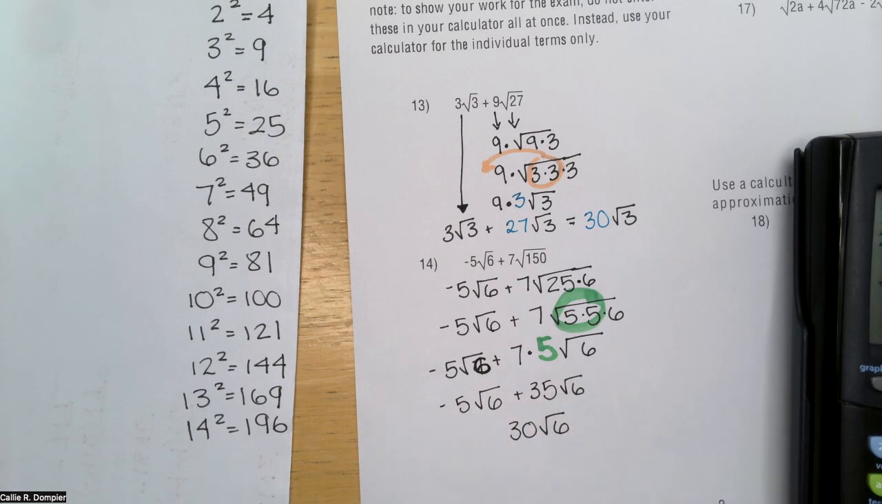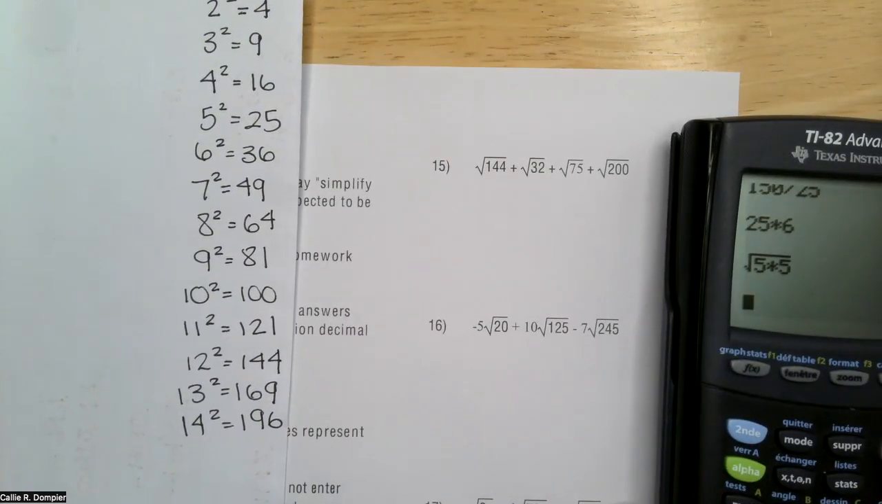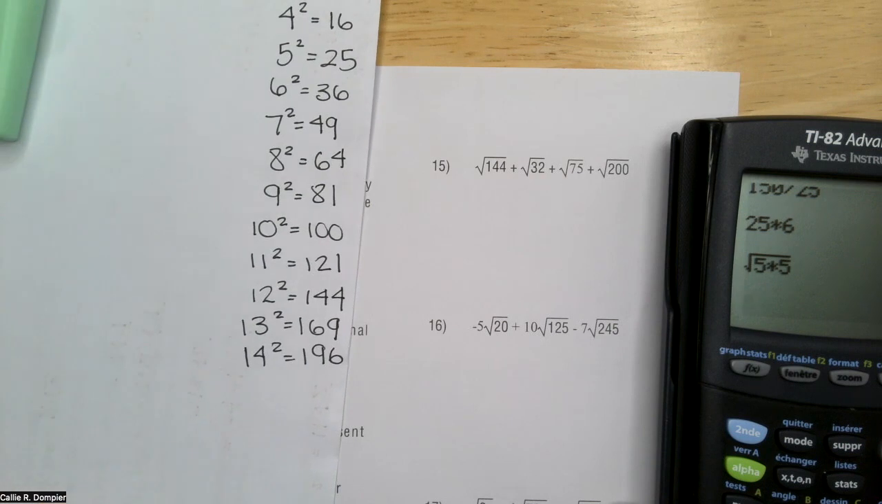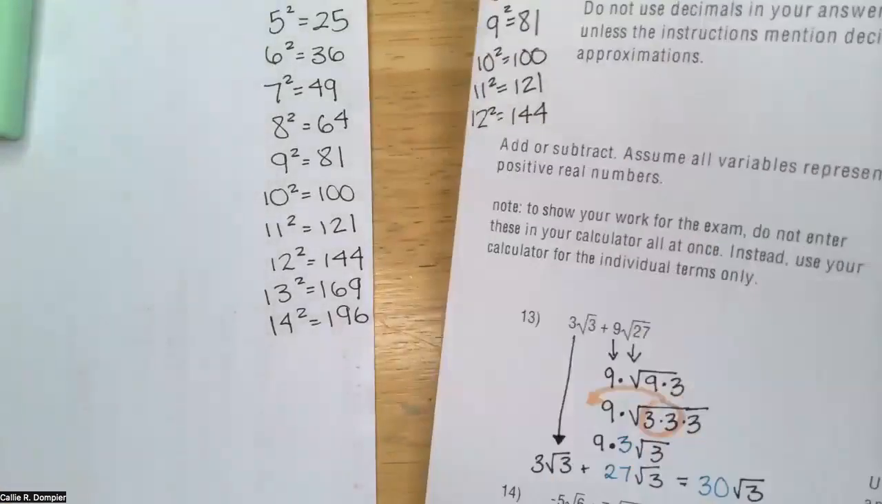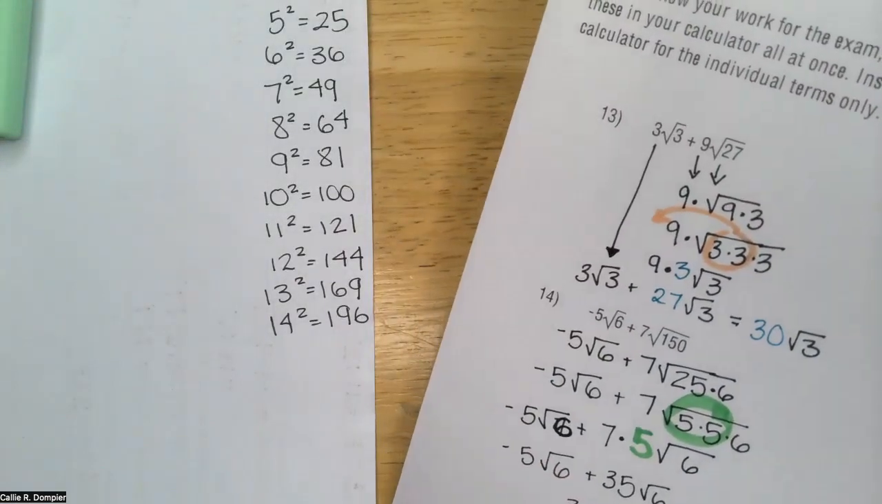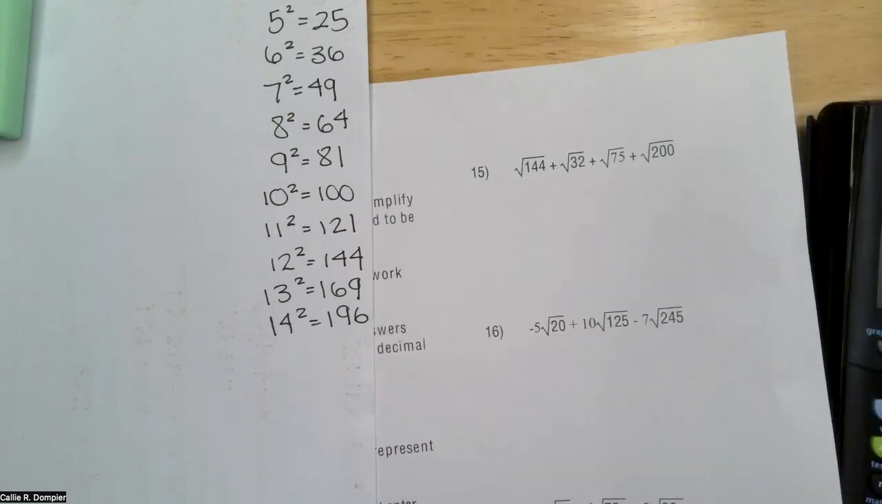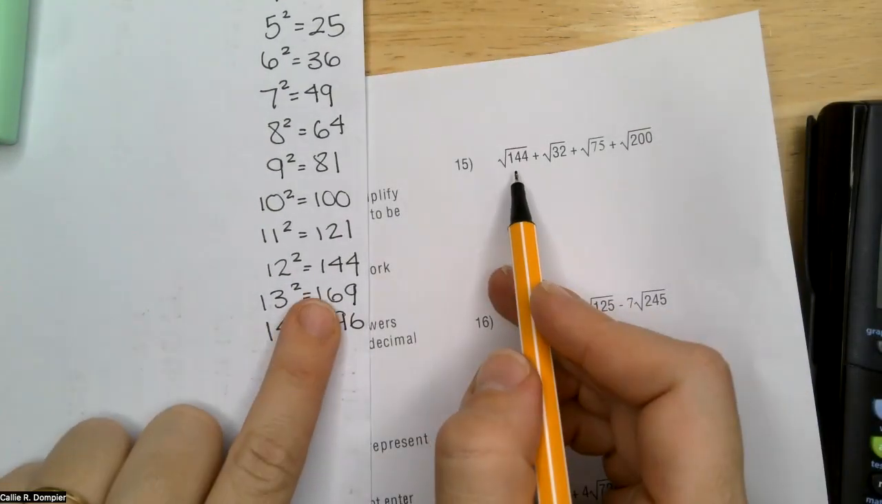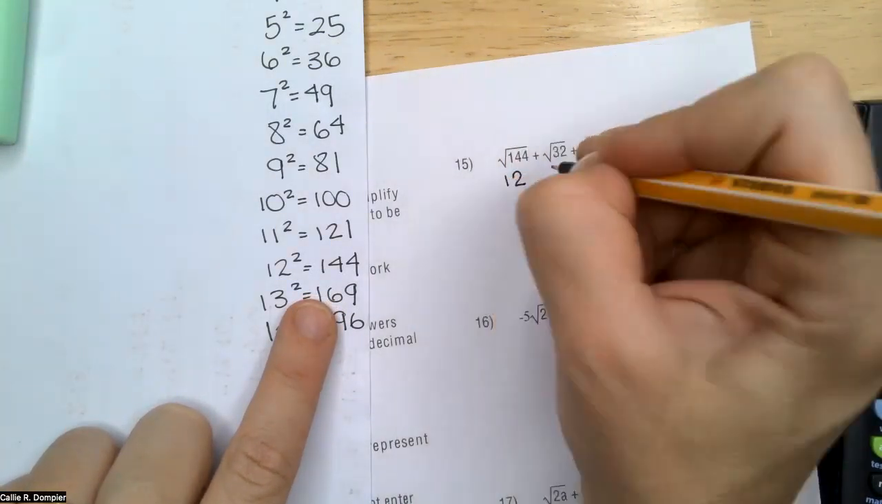Good? Okay. Here we have the square root of 144, the square root of 32, the square root of 75, and the square root of 200. Now we have 4 terms. It might not be that all of them end up with the same square root, okay? It might be like that example problem where you can't combine it any further, all right? But we do know that 144 is a perfect square, so the square root of 144 just becomes 12.